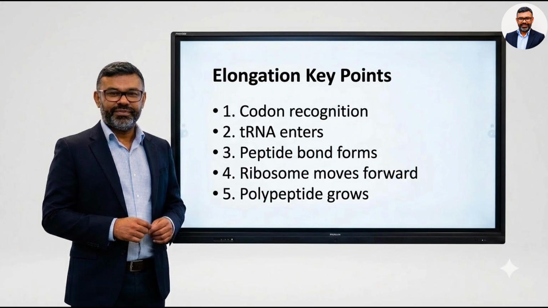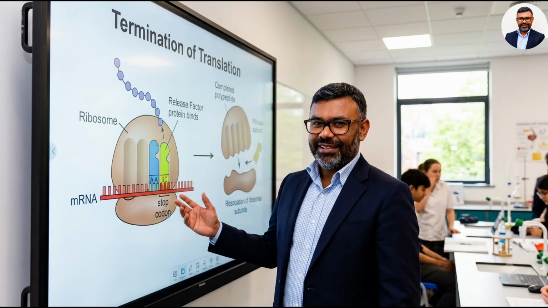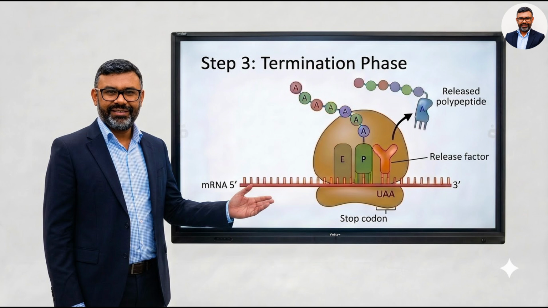reaches a stop codon. After the polypeptide has grown through repeated elongation cycles, the ribosome eventually reaches a stop codon. This marks the beginning of the final stage, called termination. Stop codons do not code for an amino acid, so no tRNA pairs with them. Instead, a release factor recognizes the stop signal and binds to the ribosome.